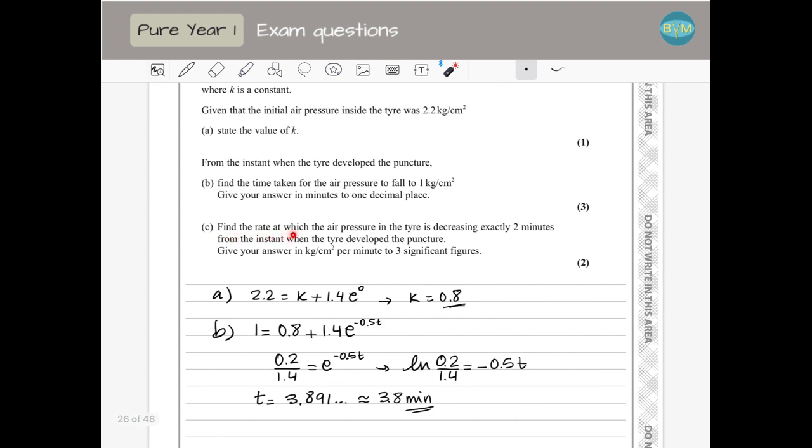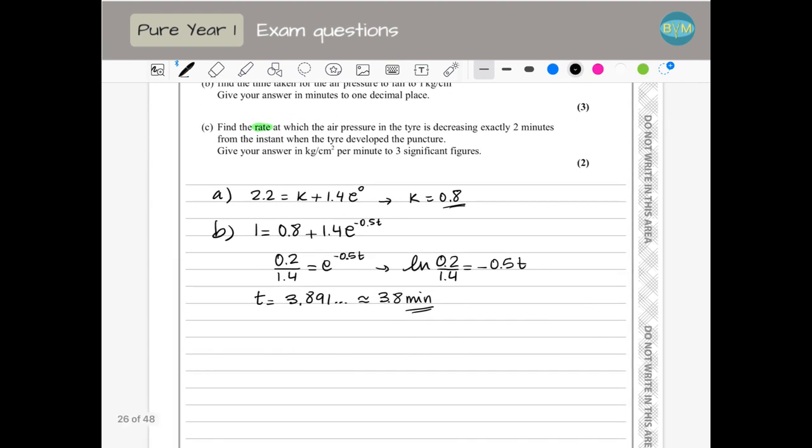Then C, find the rate. This word is key for these modeling questions. They are asking you to differentiate the function, because the derivative is giving me the rate of change. So find the rate at which the air pressure in the tire is decreasing exactly 2 minutes from the instant where the tire developed the puncture. So I'm going to find the derivative, and then I'm going to find the value of the derivative when t is 2 minutes. So C is going to be the derivative of P with respect to t.